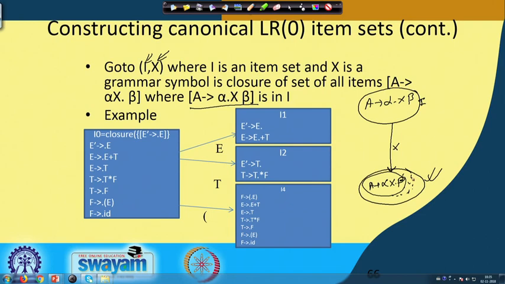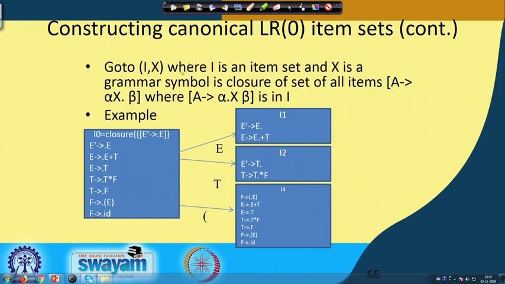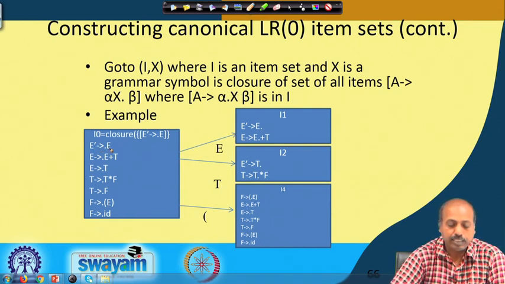So, this is an example. Say I0 is the state where E' producing .E and the closure of that gives this set of items. Now, from here on E, from this rule E' producing .E, if you see E, then you will be going to an item E' producing E. That is one possibility, and from another item, if you get an E, you will come to a configuration E producing E . plus T. No other rule has a dot before E, so they will not be coming in the set I1.